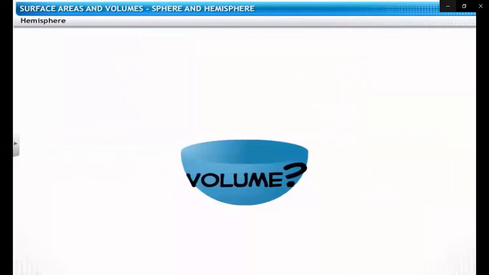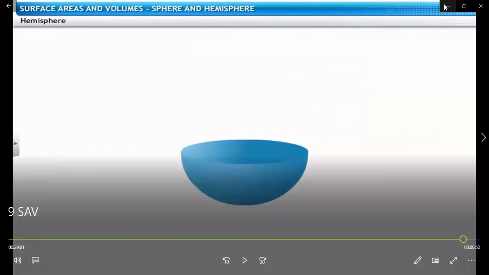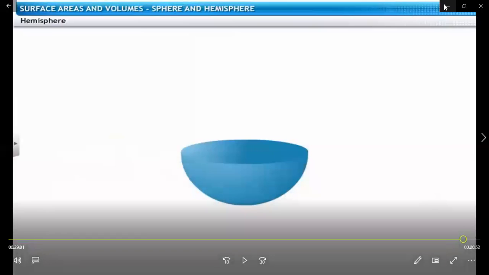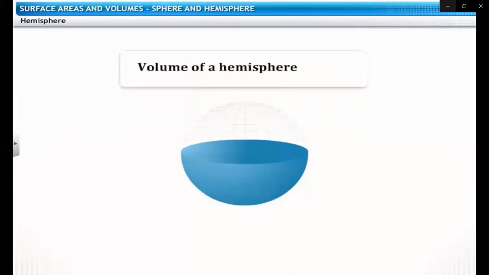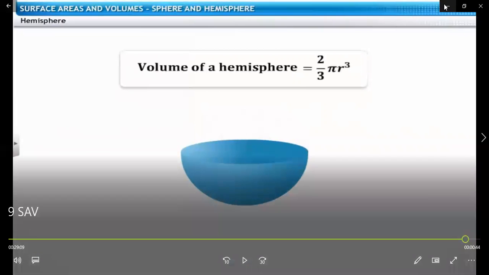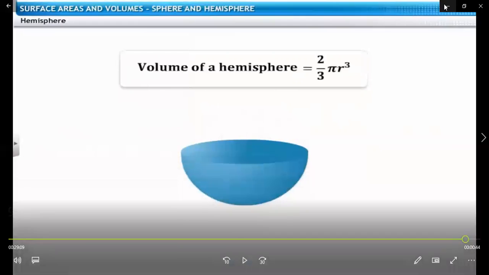Now let's calculate the volume of a hemisphere. It's very easy, as all of you know that the volume of a sphere is 4 by 3 pi r cube. If you cut that into two equal halves, then the volume of a hemisphere, the space occupied by it, will be just half of the volume of the sphere. So directly we can write that it will be 2 by 3 pi r cube, because for a sphere we have 4 by 3 pi r cube. So in case of a hemisphere, you will get 2 by 3 pi r cube.